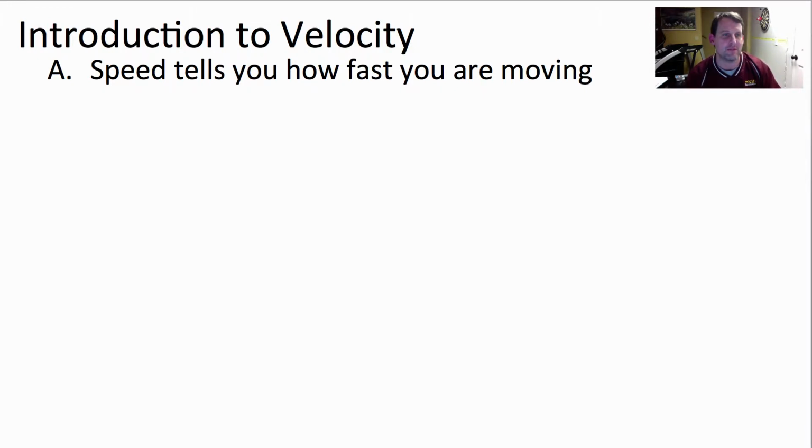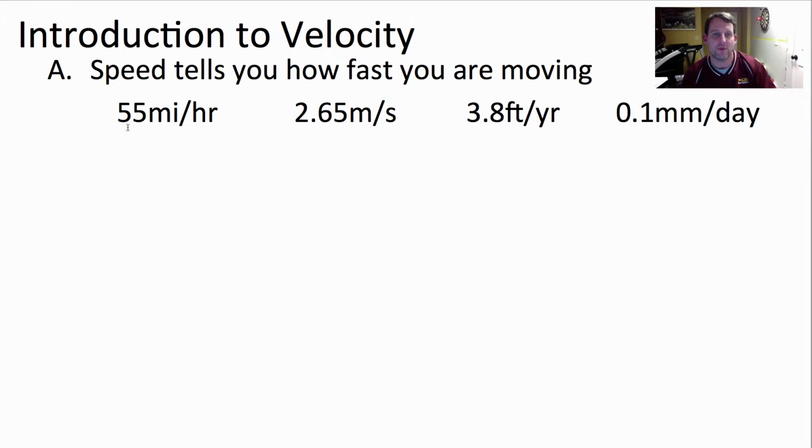For example, here are some speed numbers. 55 miles an hour tells you how far you're going, 55 miles every 1 hour. 2.65 meters per second means you're going 2.65 meters every second. This object is moving 3.8 feet every year, so that's really slow. And this one's moving 0.1 millimeters every day, so again, that's another really slow one.